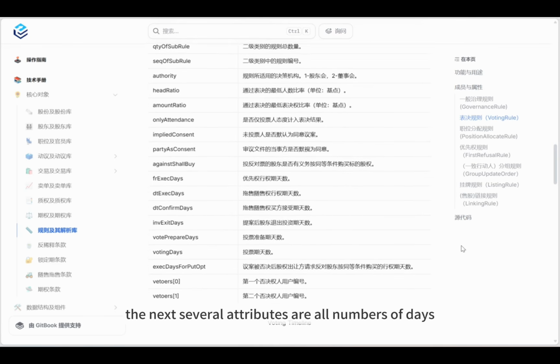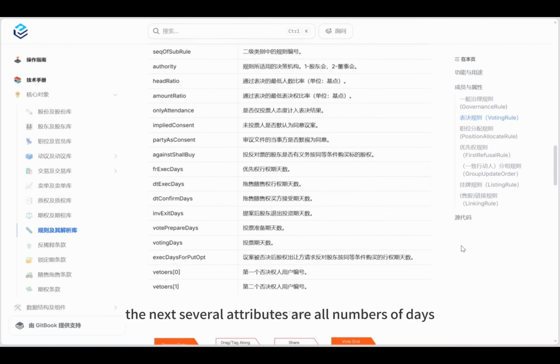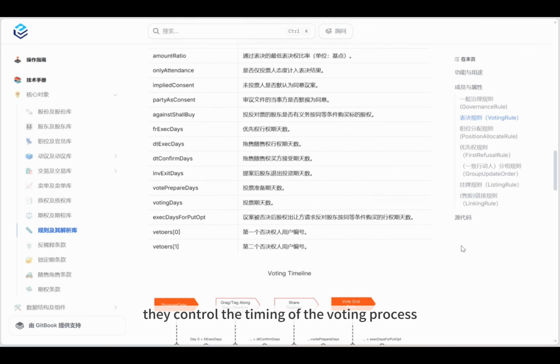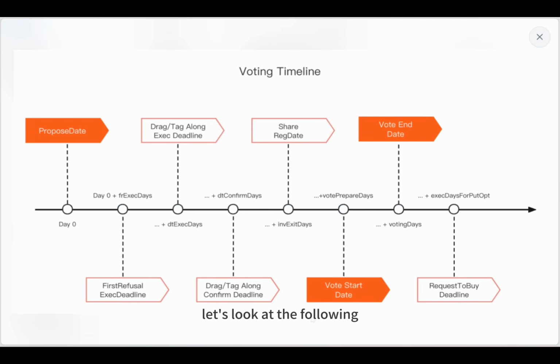The next several attributes are all numbers of days. They control the timing of the voting process. To help you understand, let's look at the following simple diagram of the voting procedure. This diagram graphically shows the relationship between the various time nodes in an equity transaction. The first time point is day 0, also called the proposed date. This is the date on which a shareholder submits an equity transfer or capital increase proposal to the general meeting for consideration.